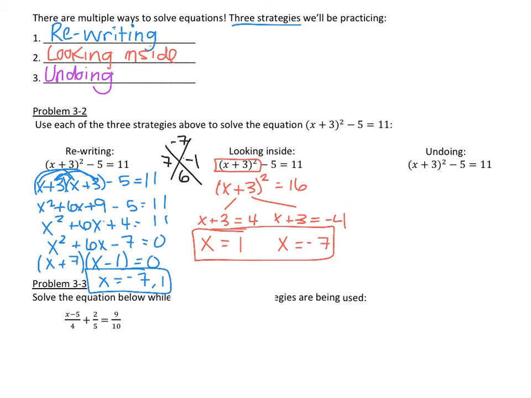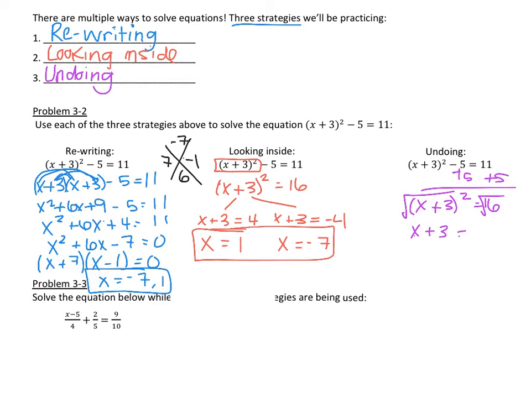So right now the first thing I would do to start getting x by itself is undo this -5 by +5 on both sides. So add 5 to both sides, and I would get x plus 3 squared equals 16. The next thing is I need to undo this x plus 3 squared. So to undo squaring something, that would be finding the square root of it. So I would take the square root of both sides. The square root of x plus 3 squared is just x plus 3.